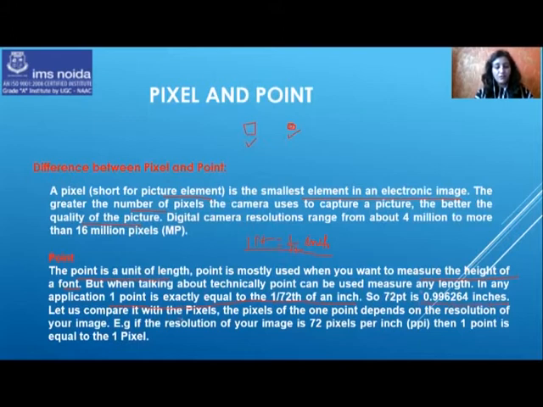So if we compare with pixels, what is the relation between the pixel and the point? The pixel size of 1 point depends on the resolution of the image. If the resolution of the image is 72 pixels per inch, then 1 point is equal to 1 pixel. At this resolution, 1 point is equal to 1 pixel.